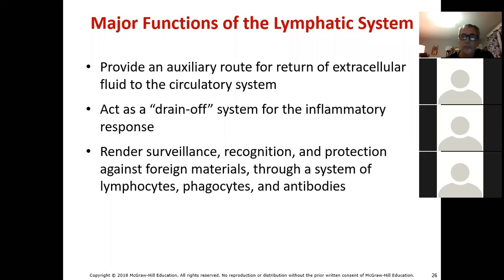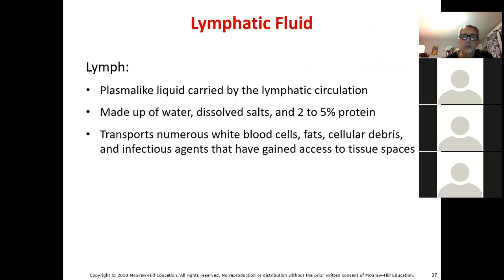First of all, extracellular fluid is returned to the circulatory system by the lymphatic system. It acts as a drain-off when inflammation occurs. Fluid buildup at the site of inflammation is called edema. The immune cells and lymphatic system render surveillance, recognition, and protection. It's made up of lymphocytes, phagocytes, and antibodies secreted by the B cells. The lymph fluid itself is a plasma-like liquid carried by lymphatic circulation. It's made up of water, salts, and about 2 to 5% protein.